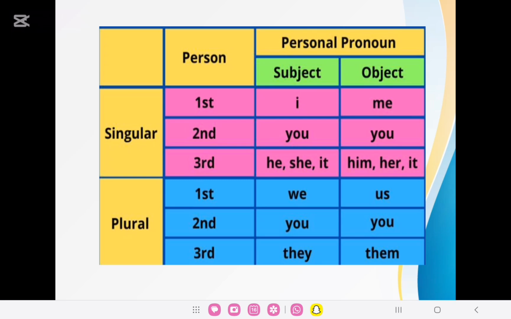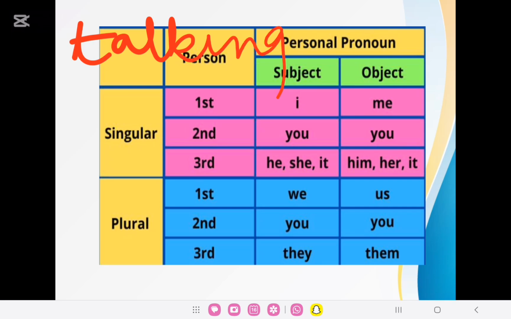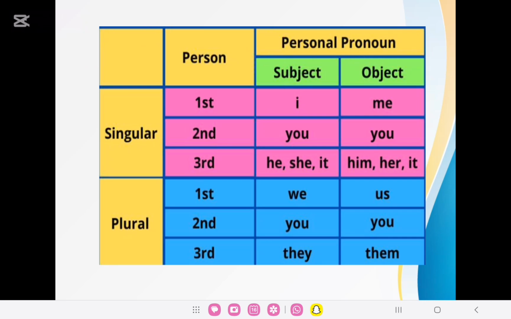Third person is the person we are talking about. Third person means the person we are talking about, where first and second person are talking about something or someone. That thing or that person or that animal or that noun is known as third person. Third person singular. Now you all know what is third person singular.